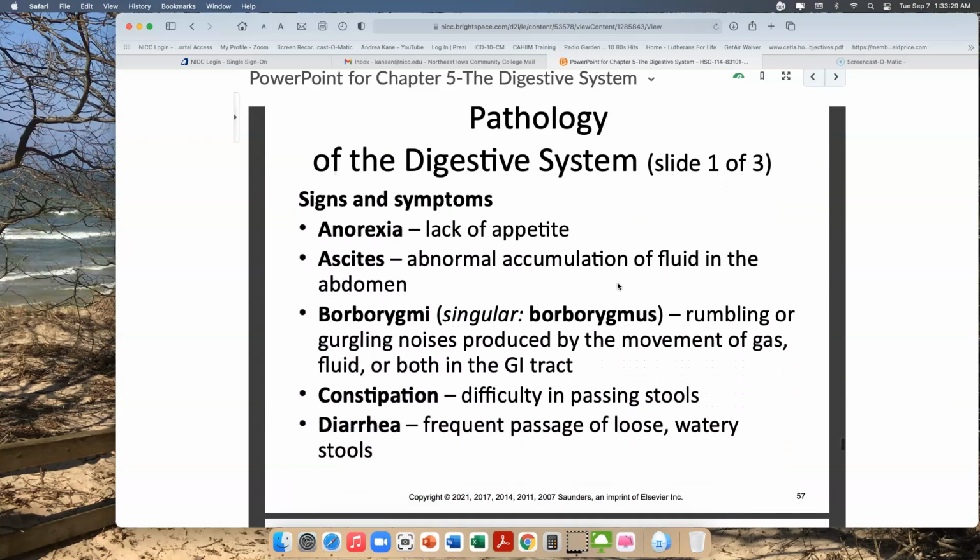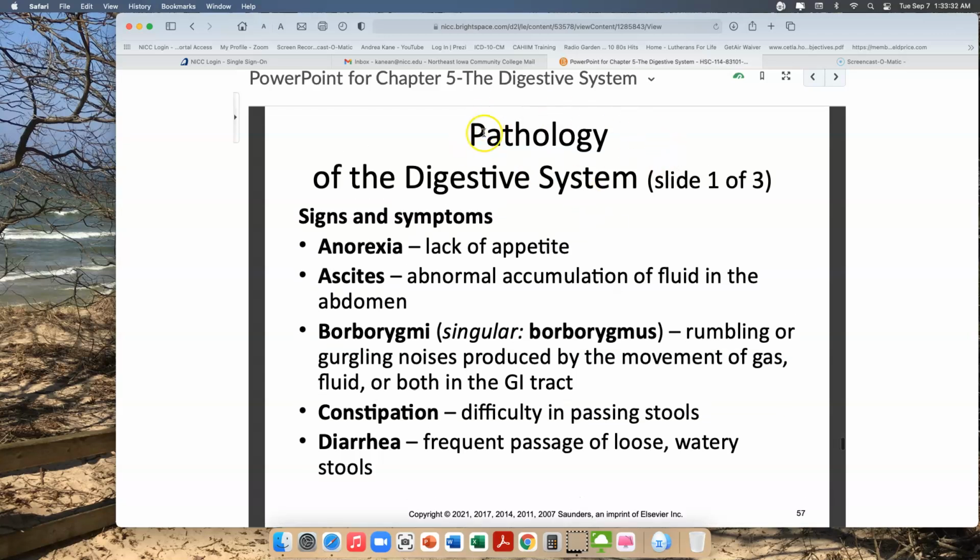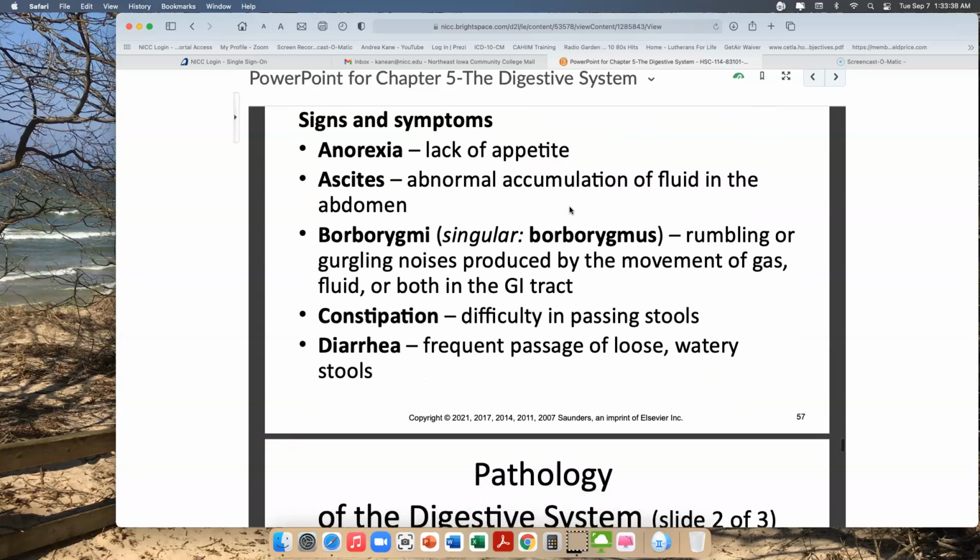All right, so what can go wrong? And that's really what pathology is all about, disease, or what can go wrong with the digestive system. Well, there's anorexia, a loss of appetite, ascites, abnormal accumulation of fluid in the abdomen, borborygmy or borborygmus, that's where you've got a rumbling or gurgling noise that's produced by the movement of gas, fluid, or both in the GI tract. That's where if you hear somebody's stomach kind of growling or gurgling or making some kind of very loud noise other than out of hunger, that's probably what it is.